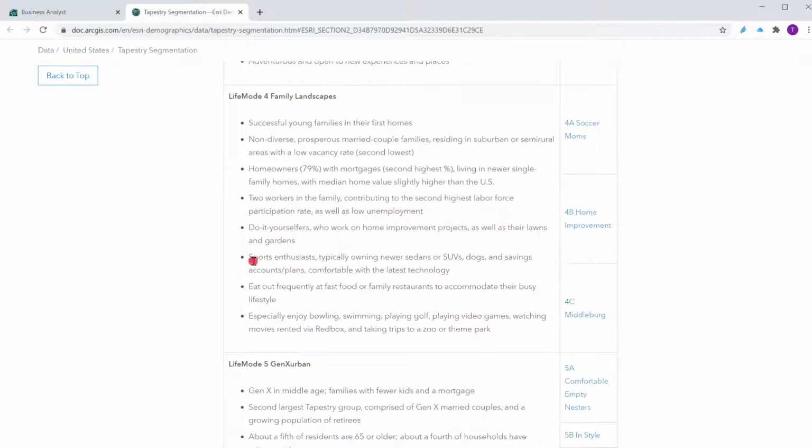Yeah? Sports enthusiasts. Yeah. So maybe retail can capture that. Yeah? Dick's Sporting Goods, Amazon, is a fan of those. Eat out frequently at fast food or family restaurants to accommodate your busy lifestyle. Yeah, without the pandemic, fast food and restaurants. That's your customers. Yeah. So now we can even go down here, Life Mode 4, different lifestyles.